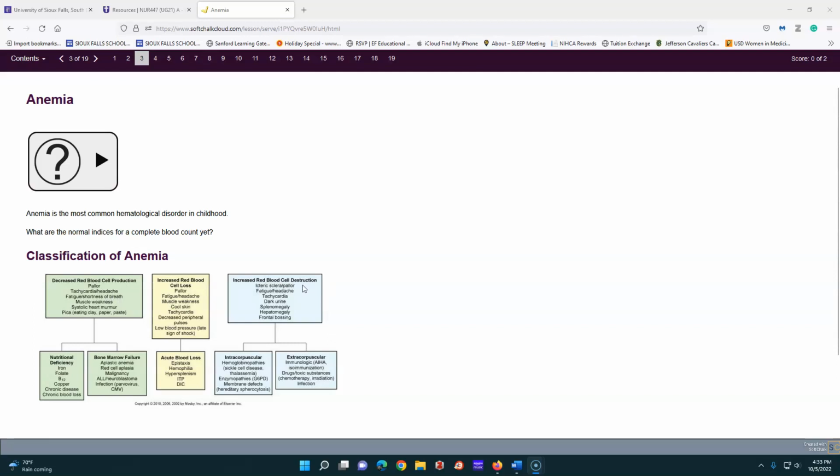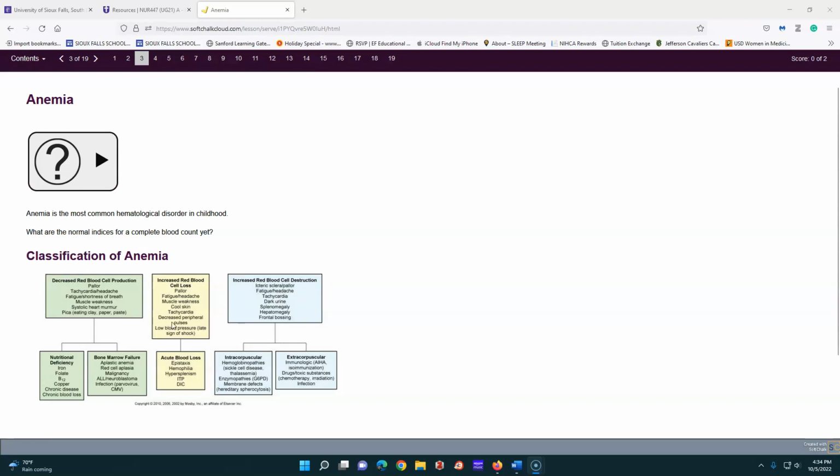And so as we go through this first section, you're going to see that a lot of the signs and symptoms are going to be the same. They're going to look pale, they're going to be tachycardic, they're going to have some headaches, they're going to be short of breath, they're going to be fatigued, they're going to have some weakness, and you're going to see this all the way across because they just don't have the hemoglobin carrying the oxygen that their tissue needs.